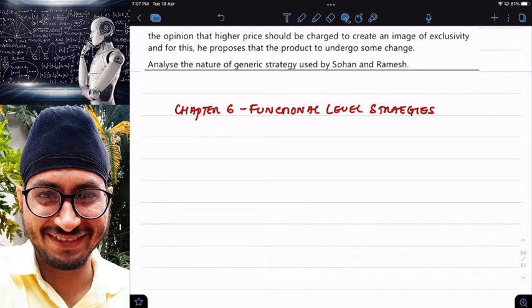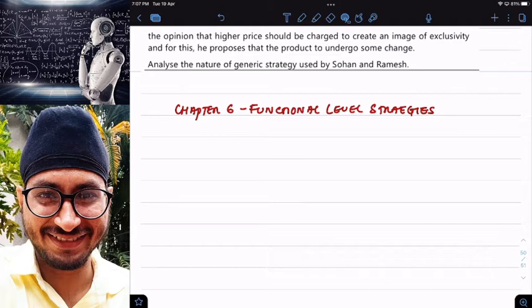Next, business level strategies we have discussed as per whose point of view? Which level of management point of view? Middle level management. And functional level strategies we have to discuss from whose point of view?